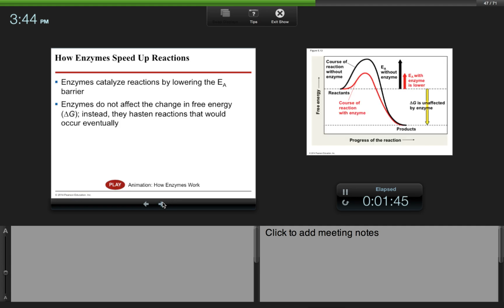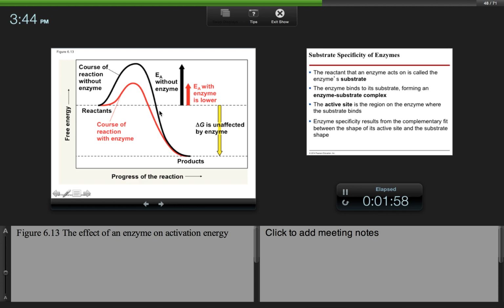Enzymes catalyze reactions by lowering the activation energy barrier. Enzymes do not affect the change in free energy, delta G. Instead, they hasten reactions that would occur eventually. So they speed up chemical reactions by lowering this activation energy right here.